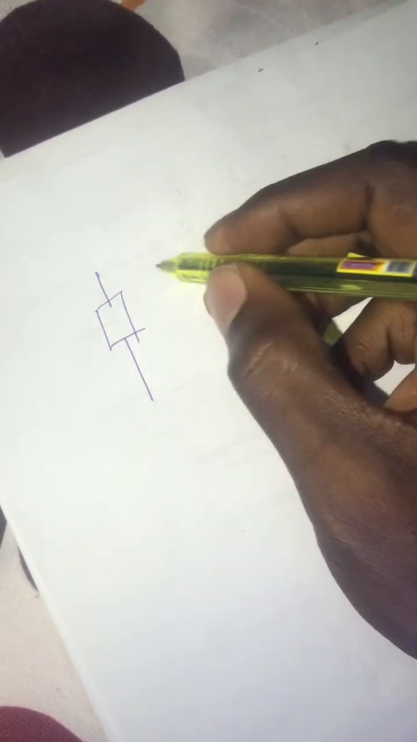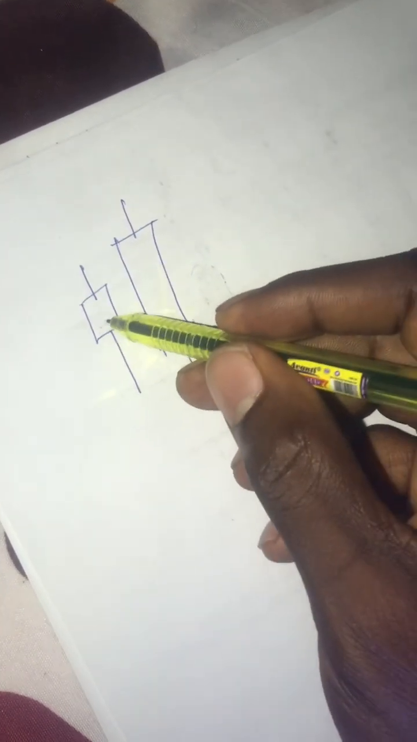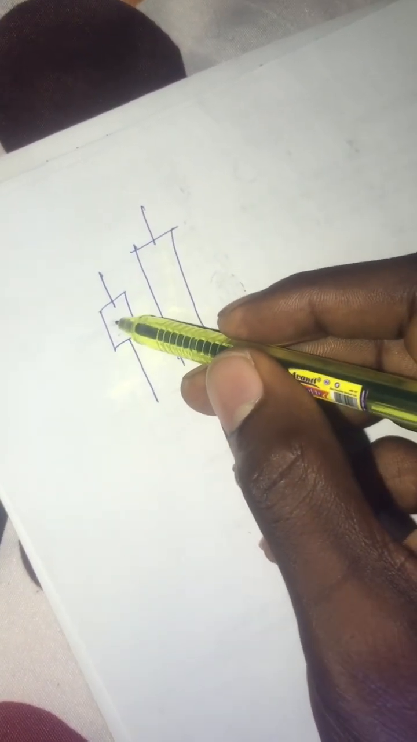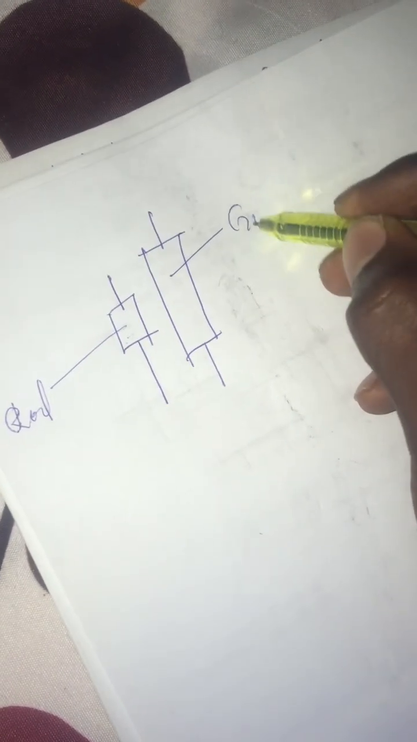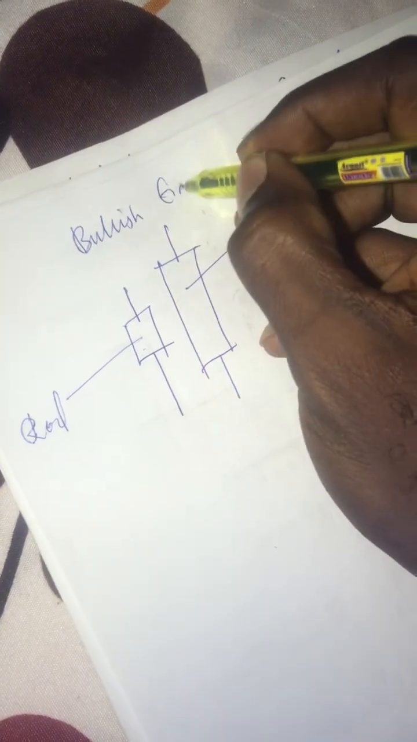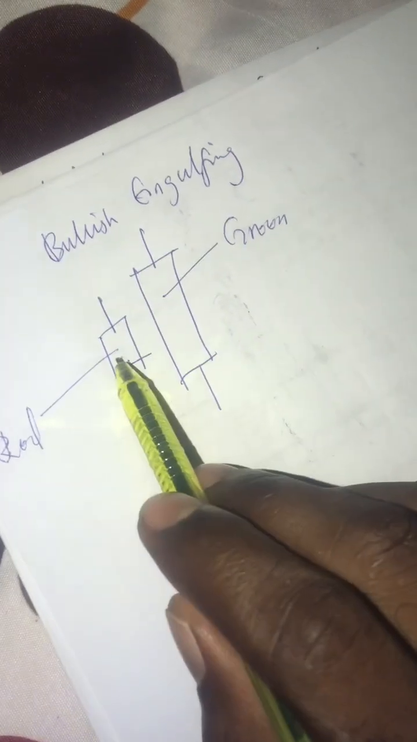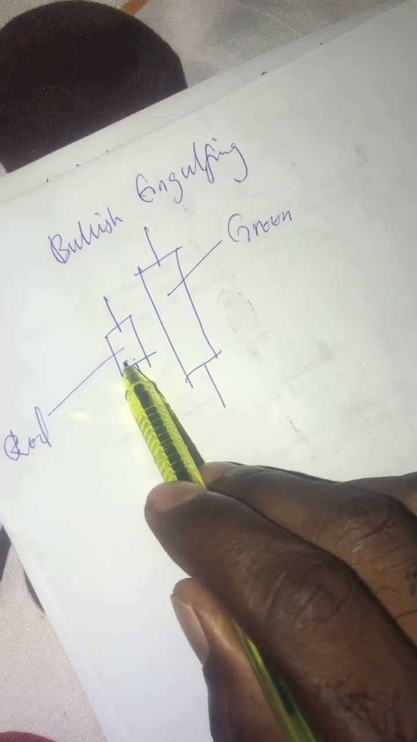Another candlestick you should pay attention to is bullish engulfing. This is bullish engulfing, right? The big one is covering the small one, and the small one is red. The big one is what? Green, right? This is bullish engulfing. It starts with a small red candlestick and a big green candlestick.